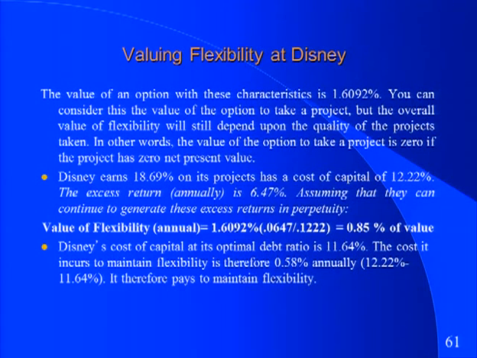What I get as my annual value for this option to take projects is 0.85%. So now I can bring in both sides of the puzzle. Disney is underlevered. It has too little debt. Right now it's paying 58 basis points every year by having too little debt. That's the difference between their optimal cost of capital and their actual cost of capital. But by being underlevered, they actually gain 0.85% in value because of that financing flexibility.